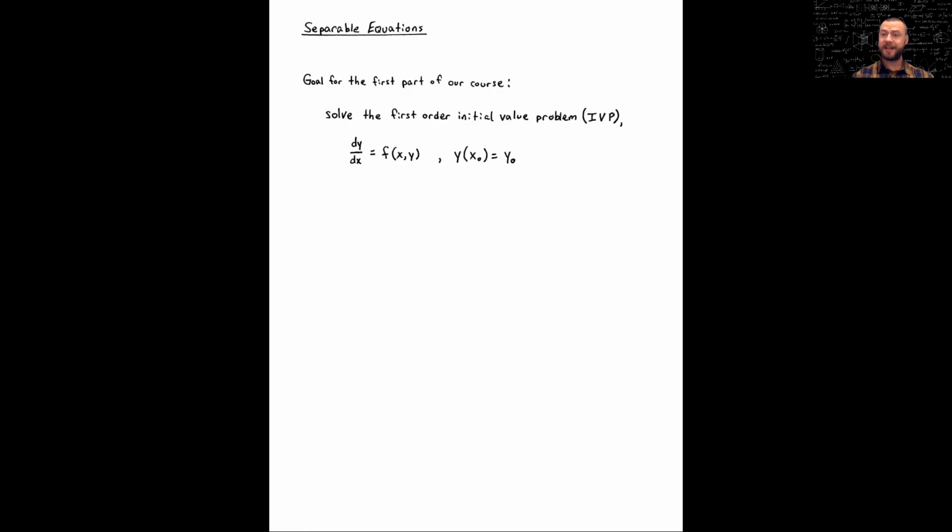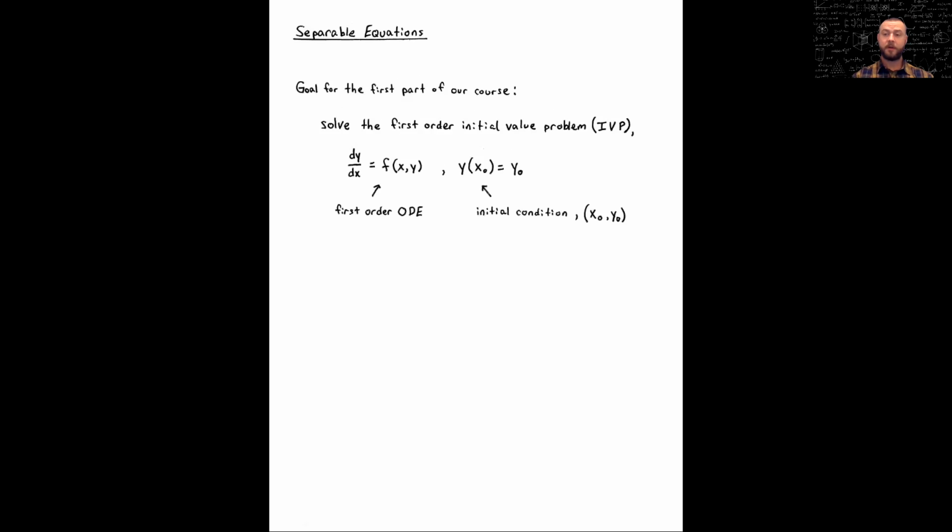And this problem contains two pieces of information. There's on the left a first order ODE, so a first order differential equation. And then the other piece of information, what we call an initial condition, it's basically a point in x comma y that your solution or function will pass through.